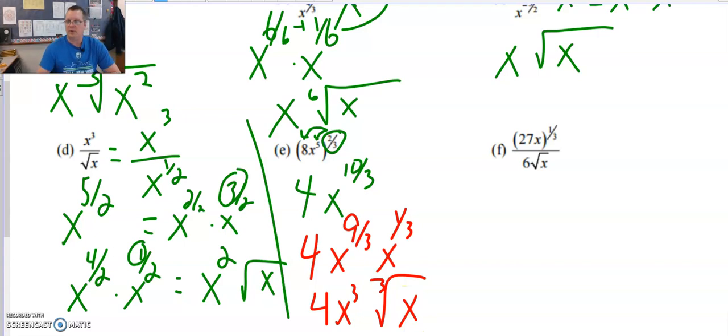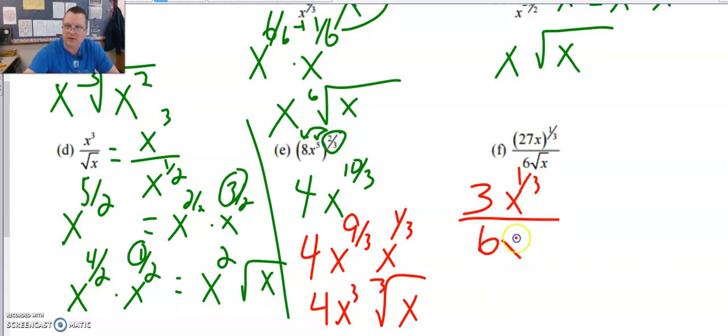Here we are, last one, f, and we have the cube root of 27, which is 3. x to the 1/3, so x to the 1/3, all over 6x to the 1/2. So this is going to be 1/2, the 3/6 is 1/2. x to the 1/3 divided by x to the 1/2.